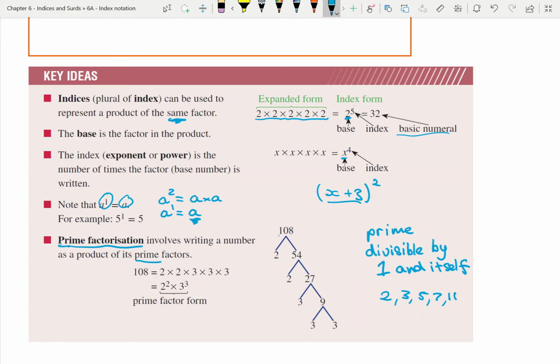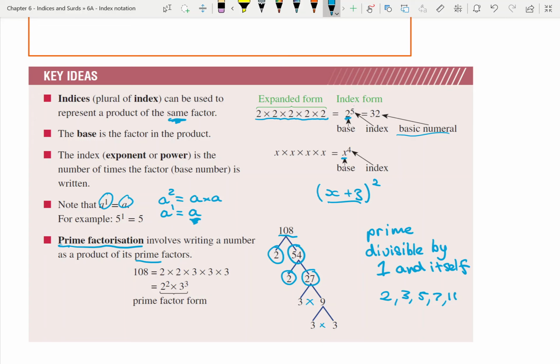If we take our 108, we notice, hey, that's an even number. So we can actually split it into 2 times something. Any even number can be represented as 2 times something else. In this case, 2 times 54. Well, that 54 is then also even, so we can take out another factor of 2, and that leaves us with 27. That 27 isn't prime yet, so we still keep going. It's going to be 3 times 9. And then that 9 also isn't prime, so we split that into 3 times 3.